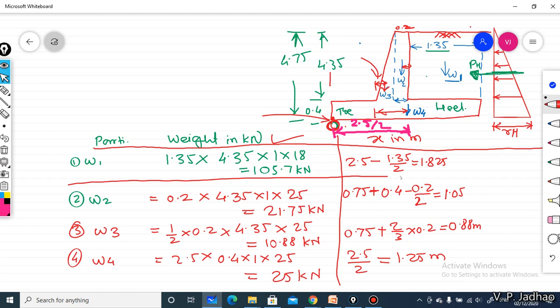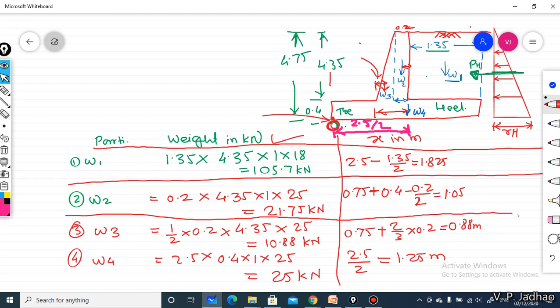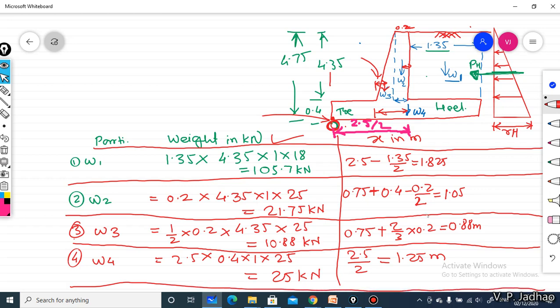So we have got the various forces which are acting on the retaining wall, and the distance of these forces from the point of overturning O. Now we have to calculate the moment developed due to these forces W1, W2, W3 and W4. How can we calculate it? Just multiply this weight in kilonewton by the x distance.